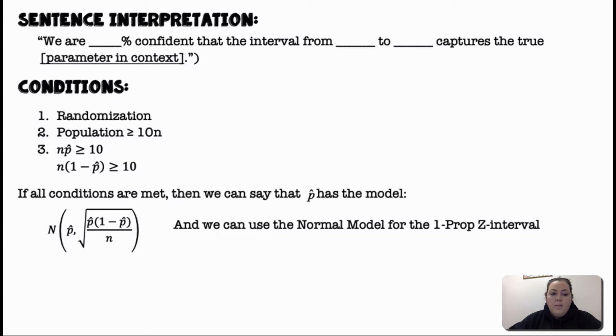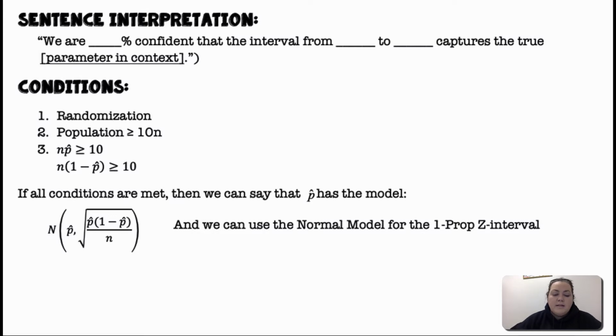All right, the sentence we use for interpreting our interval. We are blank % confident that the interval from blank to blank captures the true, whatever the parameter is, in context. There are a couple other ways we could state this. So we're going to have these stock sentences and we're going to reuse them. Find what works for you and then reuse it every time, just plugging in the appropriate numbers in the context.